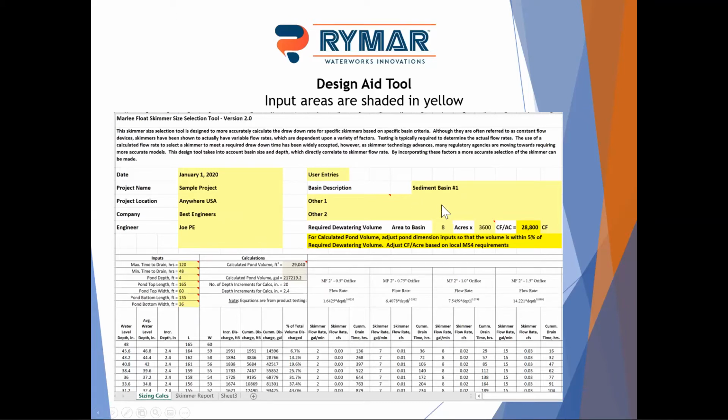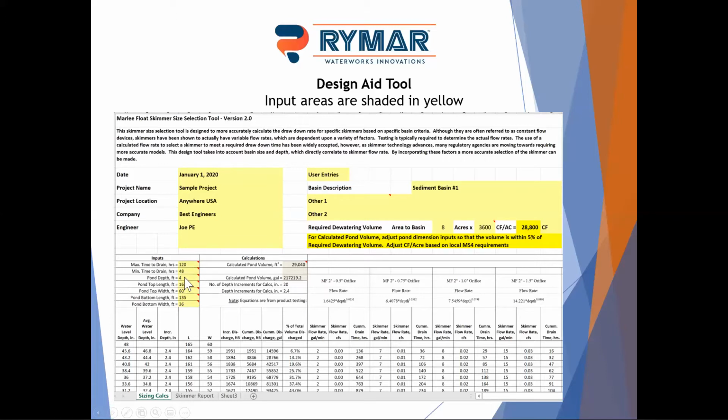as engineers sometimes do. We give you a place here for you to calculate your required dewatering volume. You can plug in your acreage to that basin and then your volume required per acre for your area, just to give you a check to make sure your calculated volume and your required volume are within a reasonable amount. So then we give you a place to plug in your maximum time to drain and minimum time to drain. Again, 2 to 5 days is typical, but that may vary by your area.